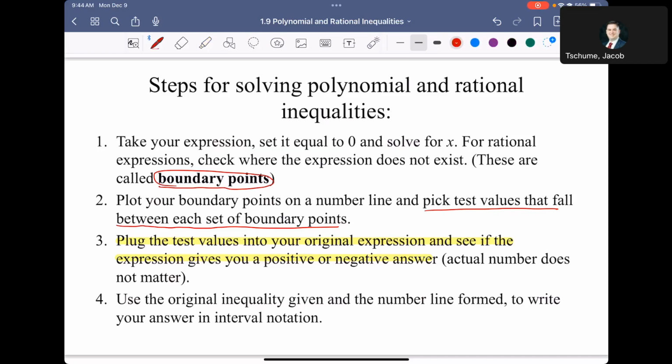And then finally, after you've done all of this, you will use the original inequality given and the number line that you have just created to help you write your final answer in interval notation. And so this is the 4-step process that I always go through when I'm solving polynomial or rational inequalities. And so what I'm going to do in this short video is show you one example of each, because every problem, just like them, works almost the exact same way.